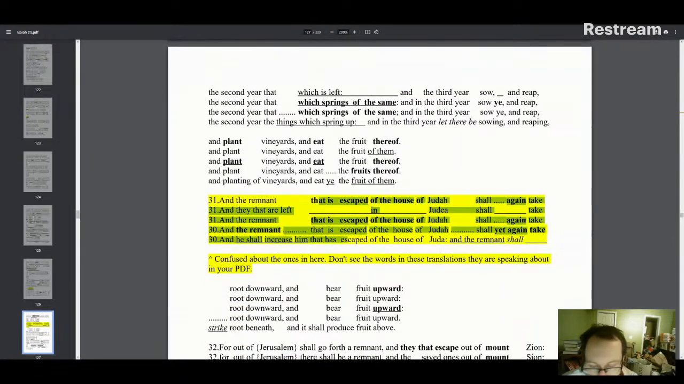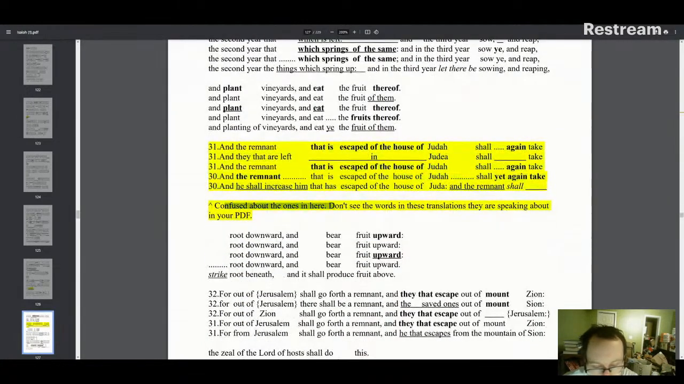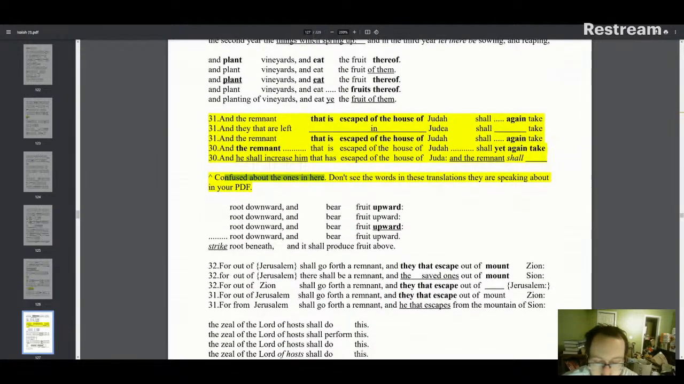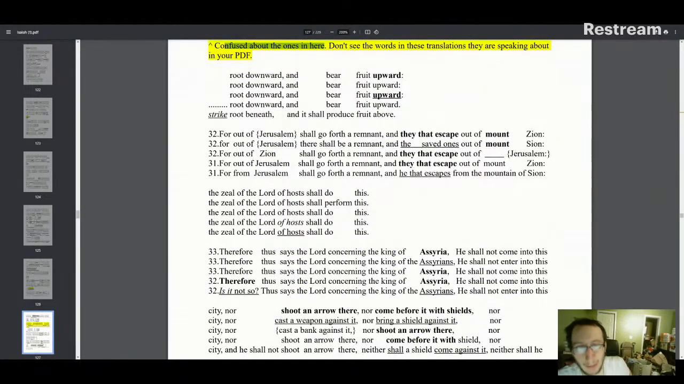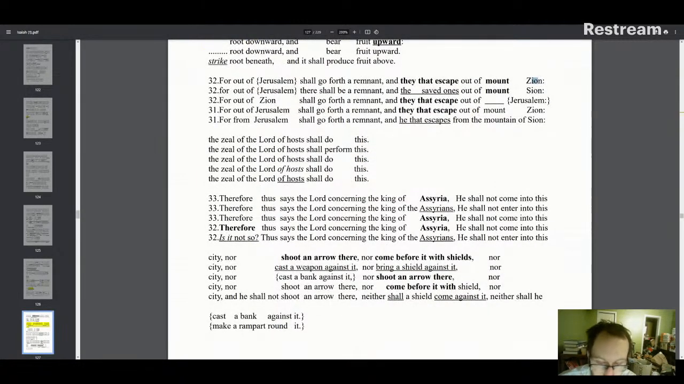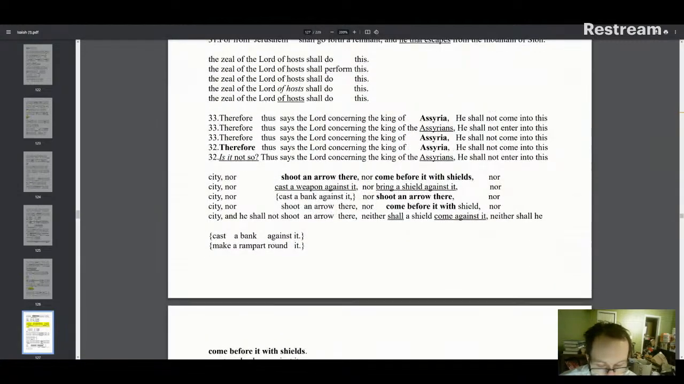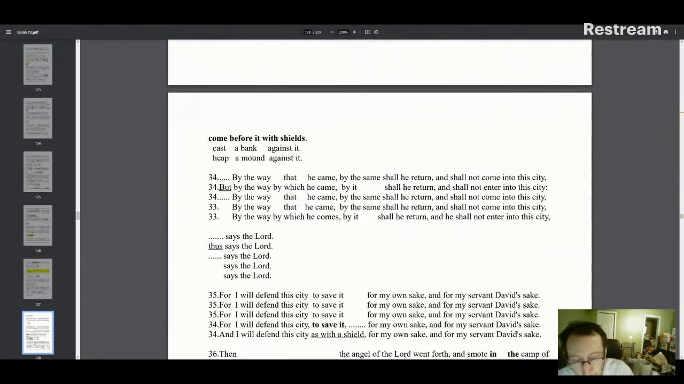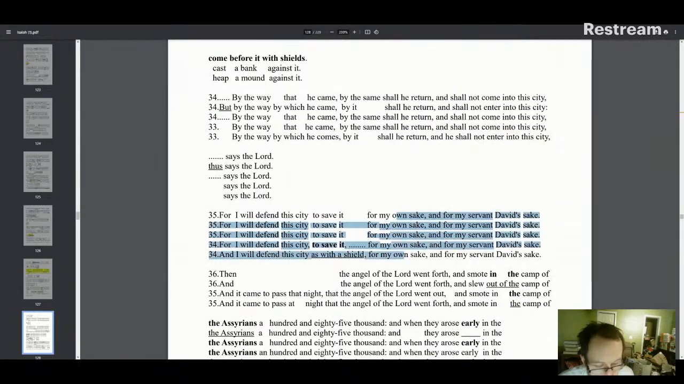My friend highlighted this because he wasn't sure how to do this. See, he says confused about the ones in here. So I'll have to fix that in my edit of his work. Interestingly, we have in the Dead Sea Scrolls, for some reason, a different word order, where we have Zion here and Jerusalem way at the end, whereas in all the other readings, it's Jerusalem first and Zion last. So yeah, overall, look at this. It's very close text.